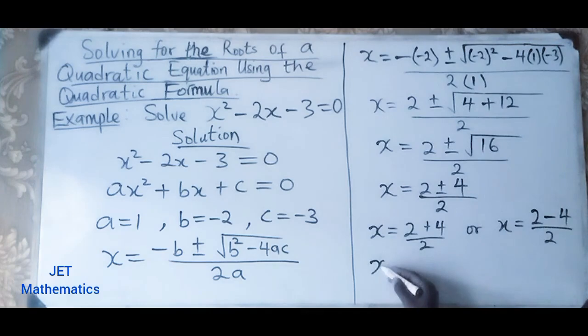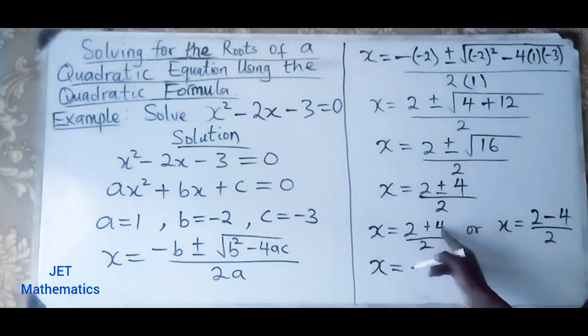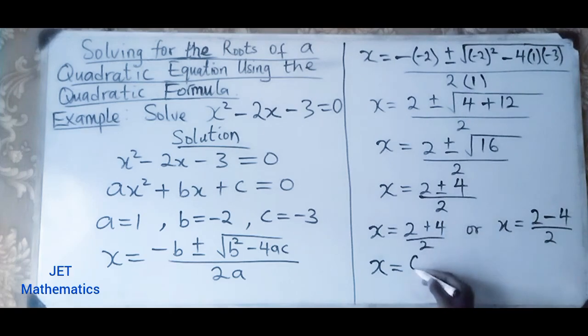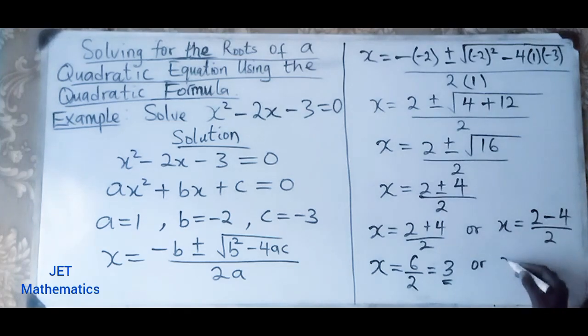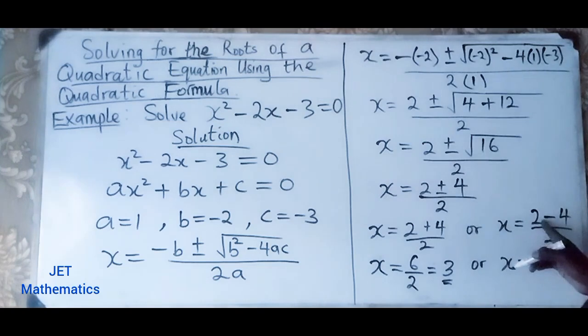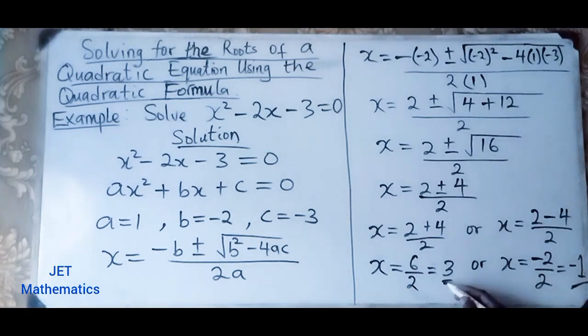And then we have x is equal to 4 plus 2, which is 6, over 2, and that's equal to 3. So that's one of the roots. Or x is equal to 2 minus 4, which is minus 2, divided by 2, and that's equal to minus 1. So these are the roots, 3 and minus 1. These are the roots of the quadratic equation given.